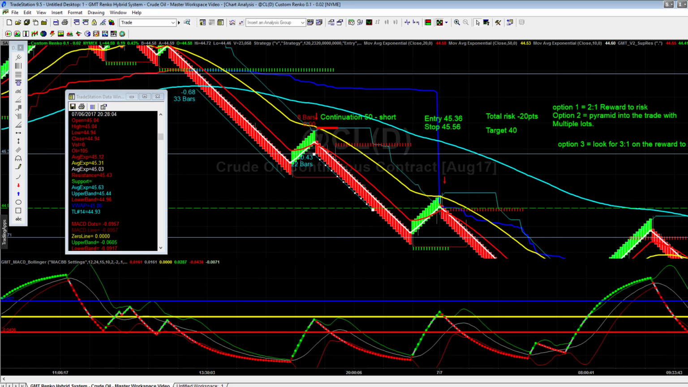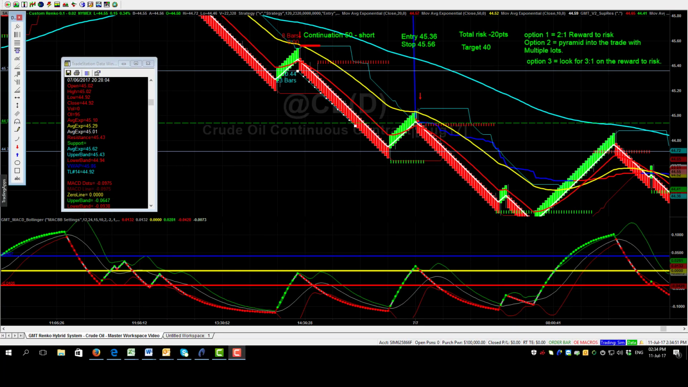Welcome back. I'm going to take you through one of our continuation 50 trades. What I want to do today is walk you through a continuation 50 short setup, and we're going to discuss the ways in which you can take these trades in relation to your entry and what we're looking for in relation to reward to risk.